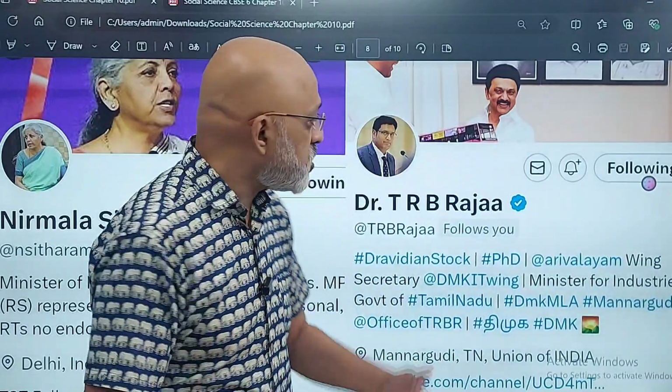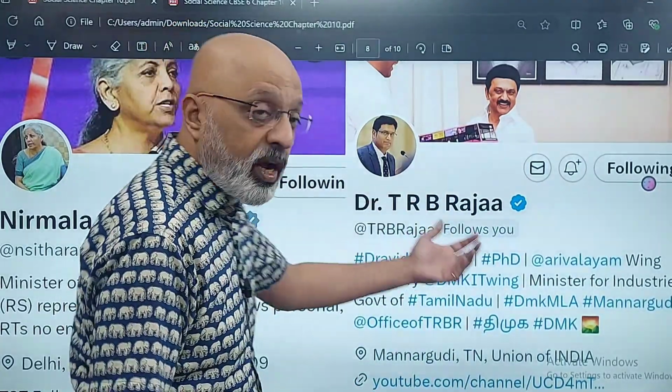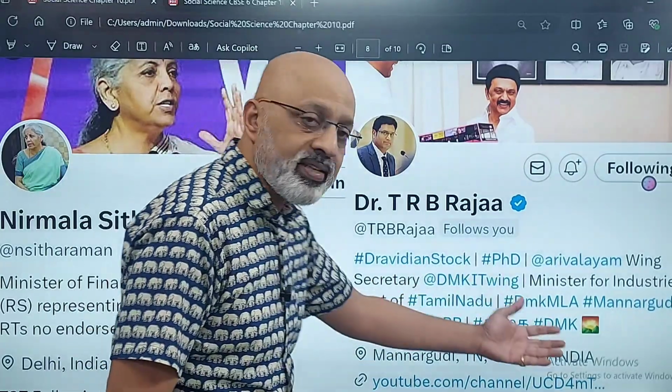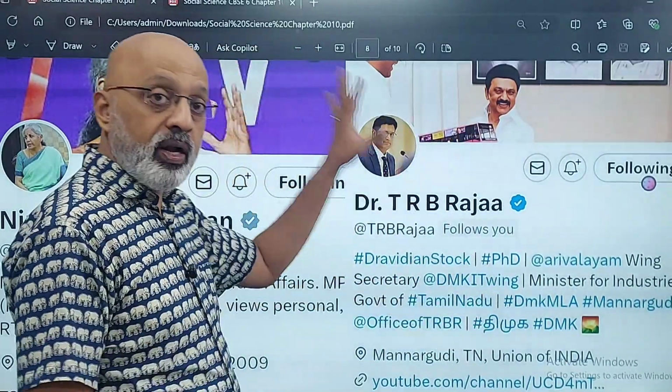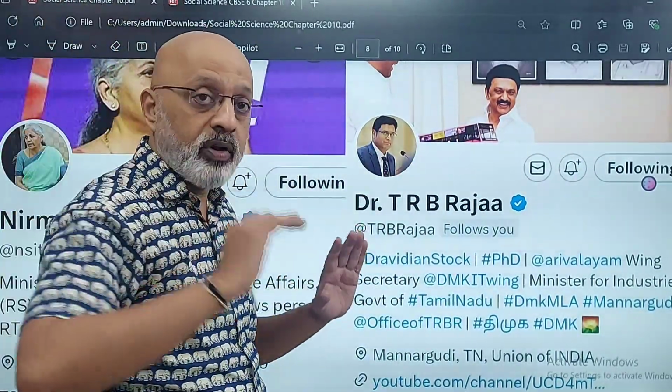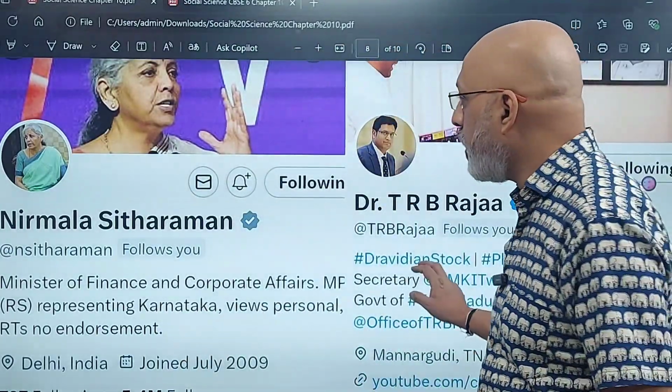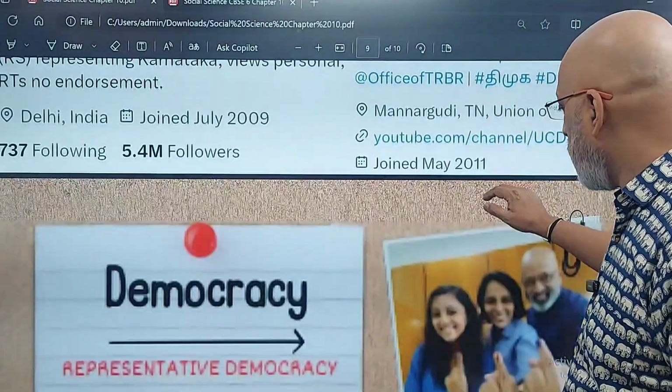The idea is to be responsive. This is TRB Raja, who is the Industries Minister of Tamil Nadu. The same thing. So he's at the state level, she's at the central level. So that's how the entire system of governance actually functions. Okay.